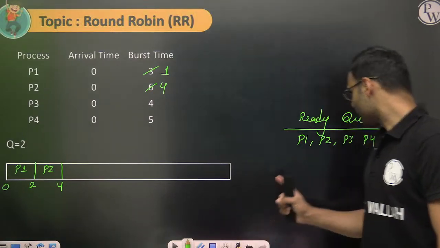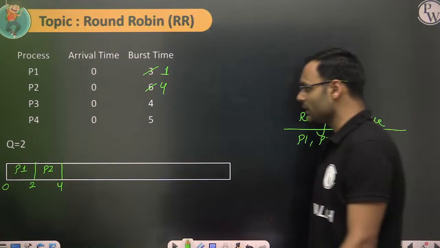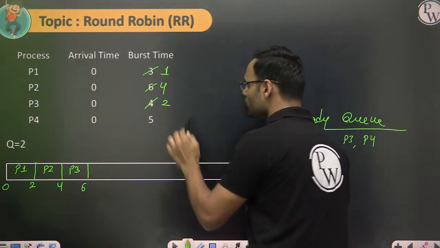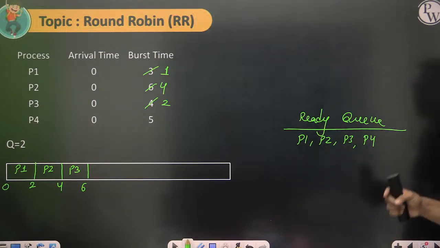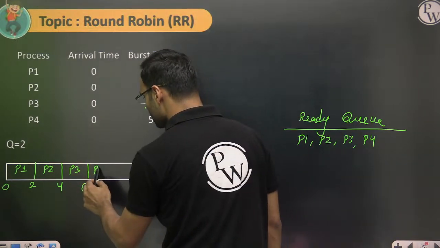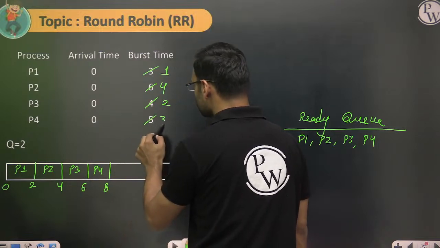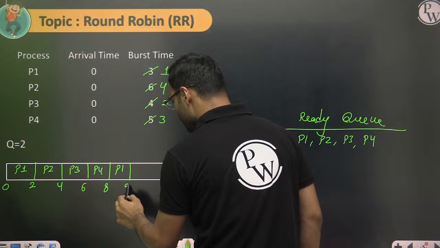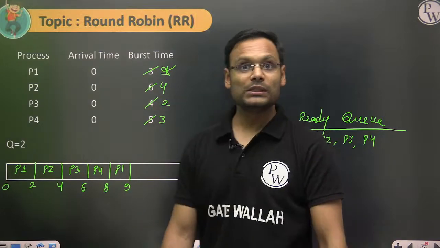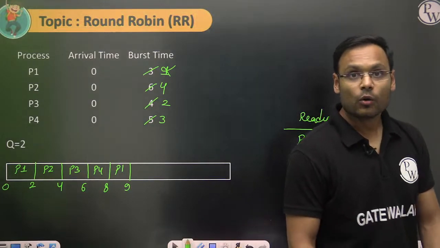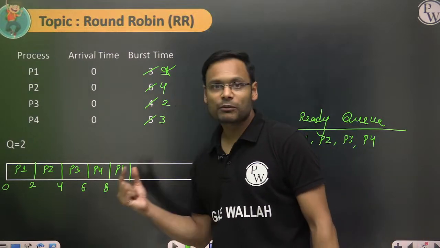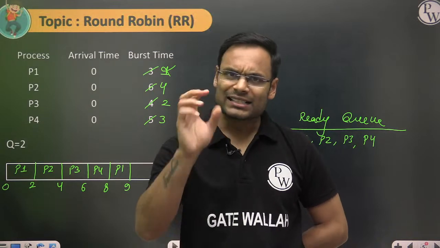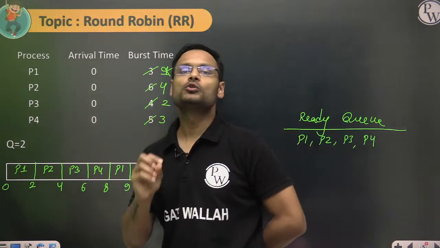Next in the sequence we have P3. So P3 runs next, up to 6 time units, remaining is 2. In the next sequence, P4 is there. So P4 runs next, 2 time units up to 8, the remaining is 3. Now again P1 runs up to 9, remaining is nothing. Now you will say, sir, if quantum is 2, why aren't you running P1 for 2 time units? See buddy, if you play the game of cricket, we decided that each player will get 12 balls to play.